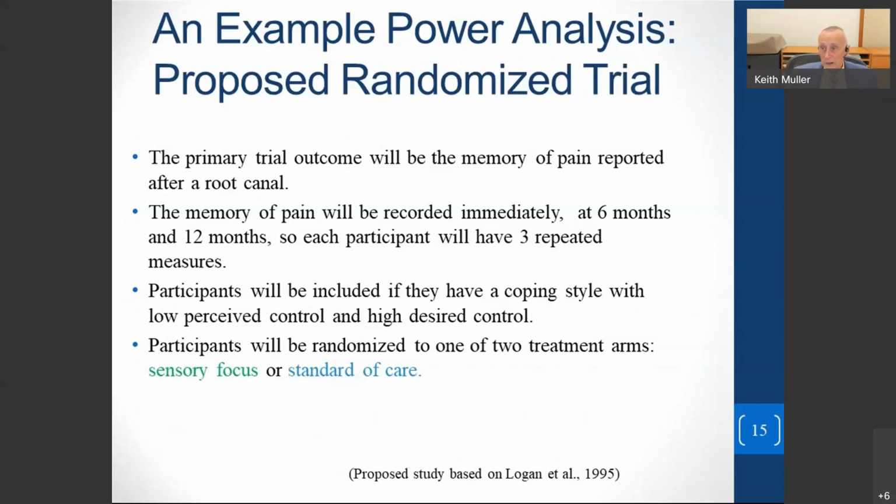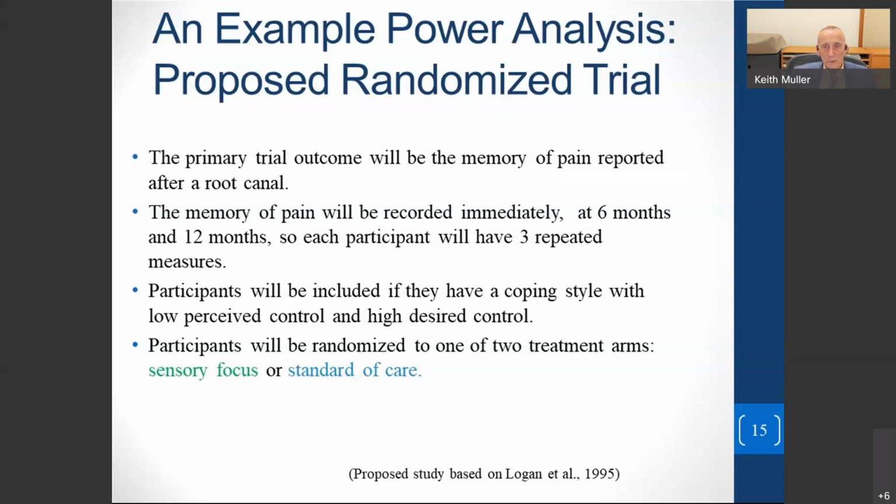So we're going to do an example longitudinal study. It's a proposed randomized trial based upon a previous group, and this was stimulated by collaborations with colleagues in the College of Dentistry and was associated with NIDCR funding. The primary outcome of the trial will be the memory of pain reported after a root canal. So this is about a visit to the dentist, but we're going to take the pain out of that because we're going to show you how easy it is to design the study.